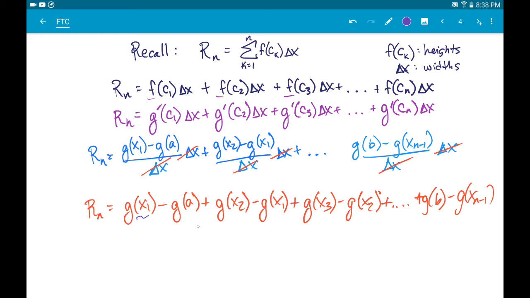We've got a g of x1 and a minus g of x1, so that's gone. We've got a g of x2 minus a g of x2, that's gone. G of x3, somewhere in these dot dot dots, we're going to get rid of an x3. G of a is sticking around. G of b is sticking around. G of x in minus 1, again, is going to be somewhere to the left of g of b. And what we have left is g of b minus g of a.